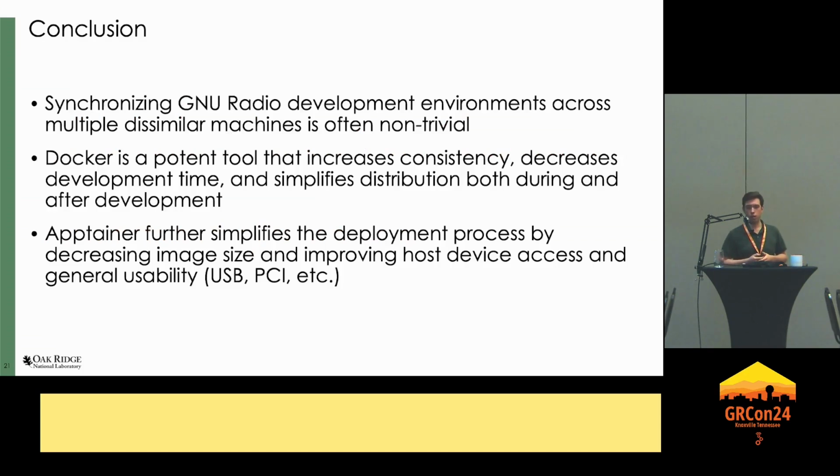So in conclusion, synchronizing GNU Radio development environments across lots of different machines, especially if they're running different operating systems or different versions of Linux, can be very tedious and is often non-trivial. And Docker can help with this by decreasing development time and simplifying distribution both during and after development. And then once you've done all your development, Aptainer further simplifies this process by applying that additional compression and decreasing image size and improving your host device access, so being able to access USB and PCIe devices much more easily than you can with Docker.